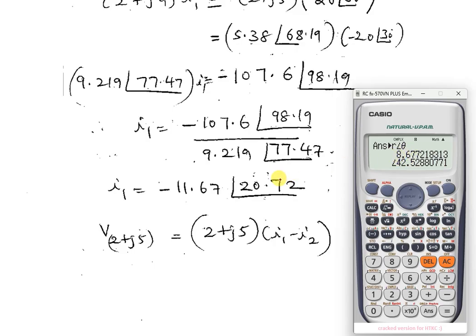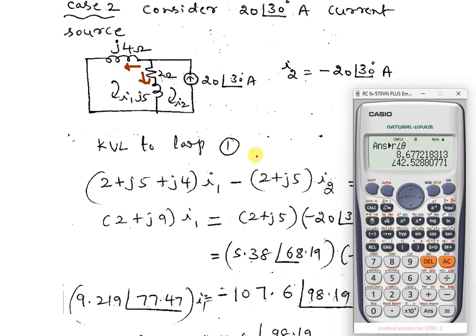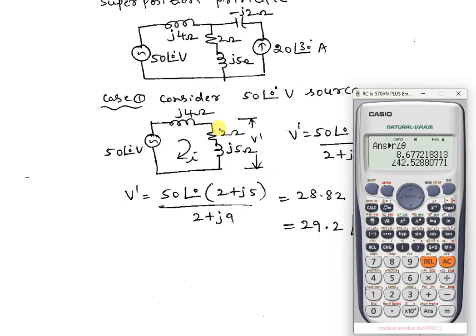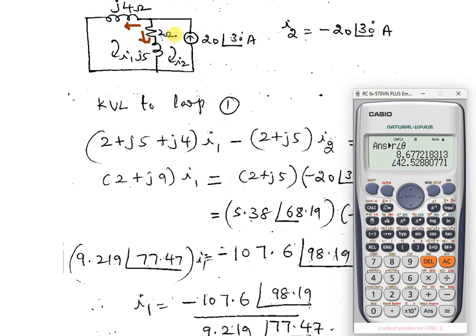Okay, this is the correct answer, which is the current through this, due to this 20 angle 30. Due to this current source, we applied the current division formula here. So we calculated the current through this, and this multiplied by 2 plus 2j is actually the voltage. So this answer multiplied by 2 plus 5j.